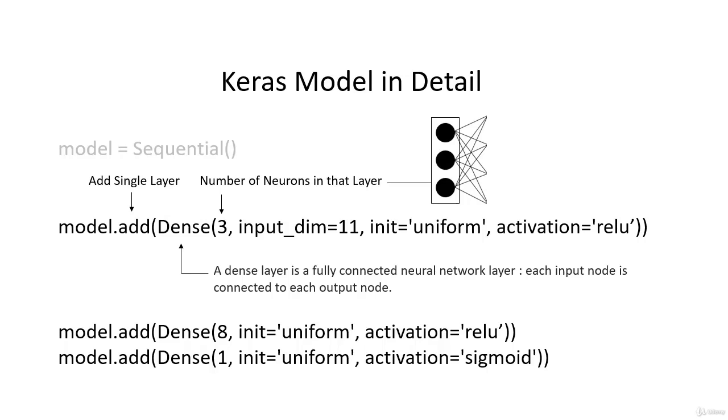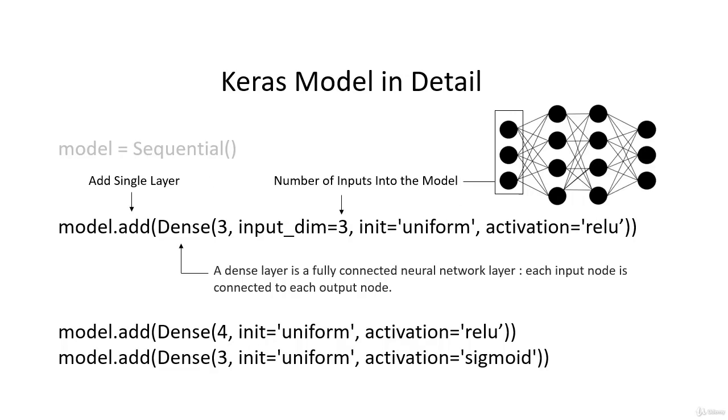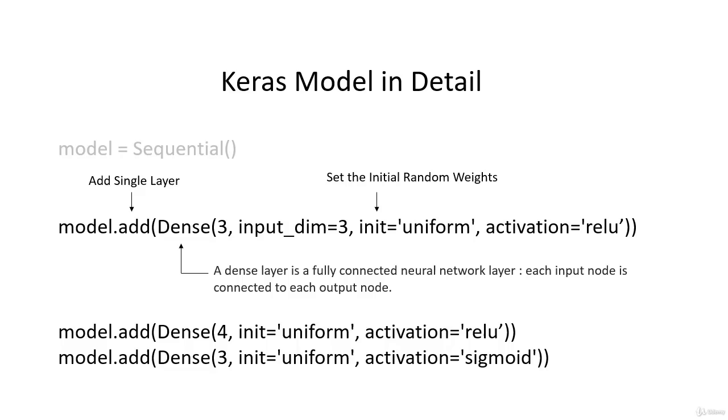Next up is input dim. This stands for input dimensions. This is the number of data points or input values you pass to your model. The next word is init, which stands for initialization. This initializes the random weight values.